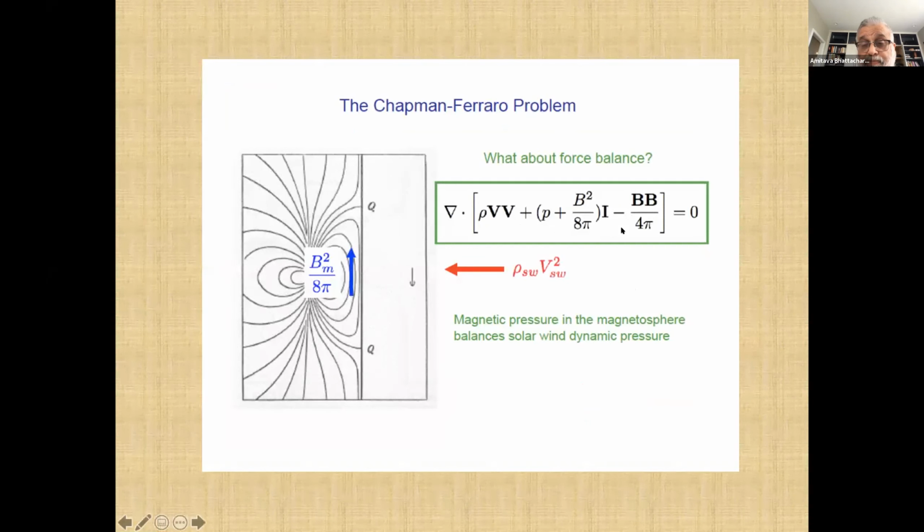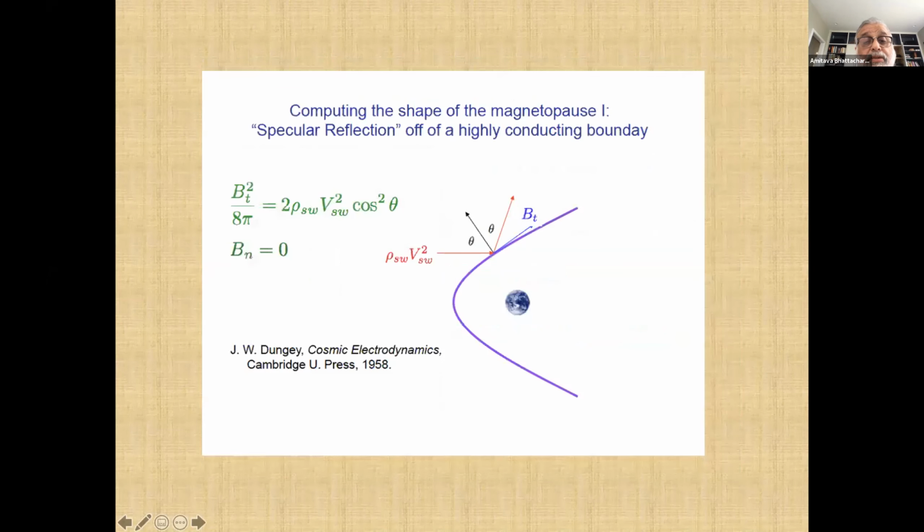But as you just pointed out through your answer, to leading order, the primary component of that pressure is really the solar wind pressure, rho_s v_s squared. On the left-hand side, you have the magnetic field. So to leading order, if you balance, this is the Chapman-Ferraro problem given a certain bounding surface. So how do you compute the shape of the magnetopause?